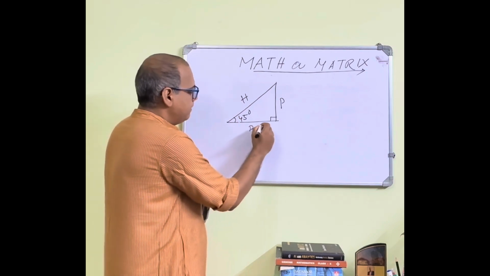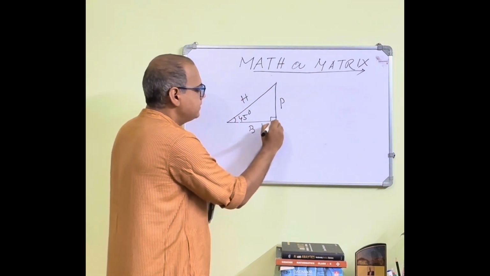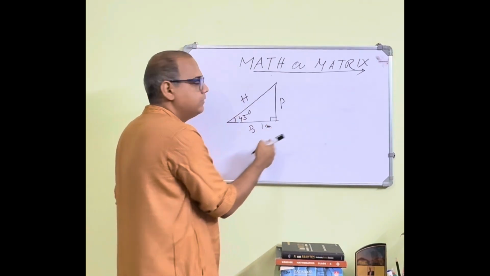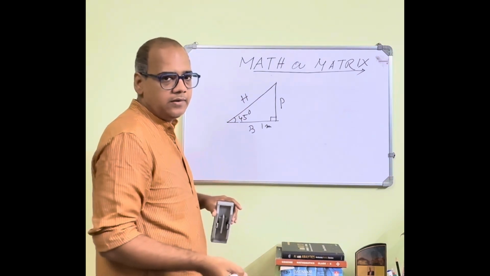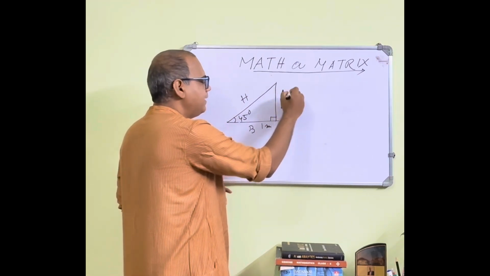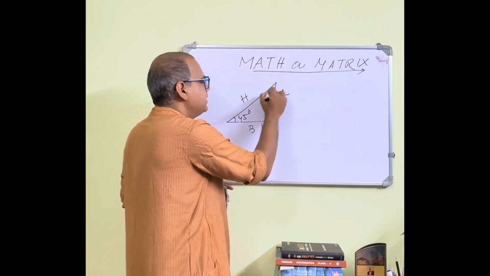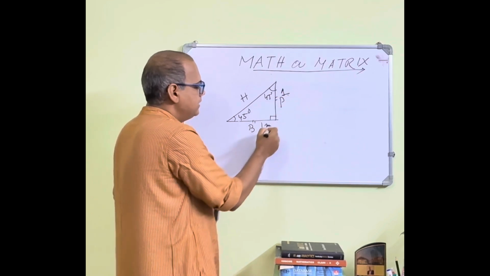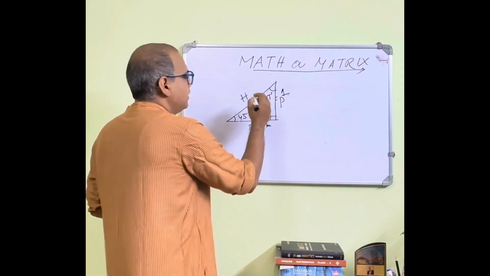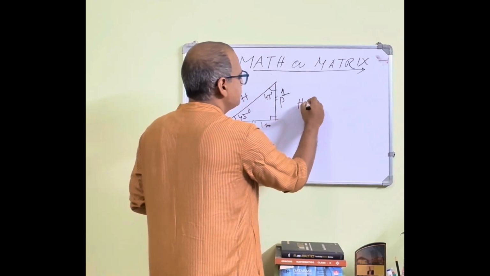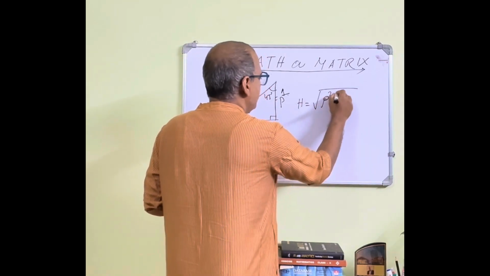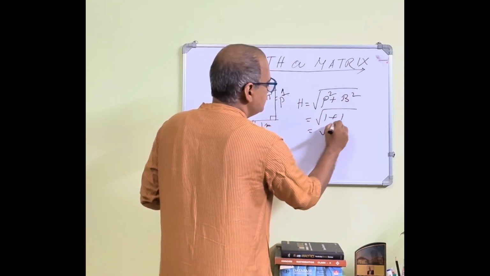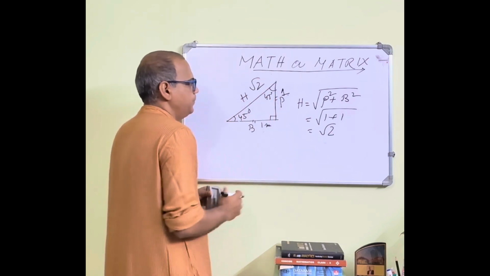So I've taken a base of 1 meter. If it's 1 meter, you can easily calculate how the perpendicular would be. So tell me how it would be. It would be 1 only. Why? Because this is 45 degree, so this becomes 45 degree, so this equals this. If this is 1, this is 1, what would be the hypotenuse? Using Pythagoras theorem, hypotenuse would be square root of p square plus b square, which is nothing but 1 plus 1, which is root 2. So it becomes root 2.